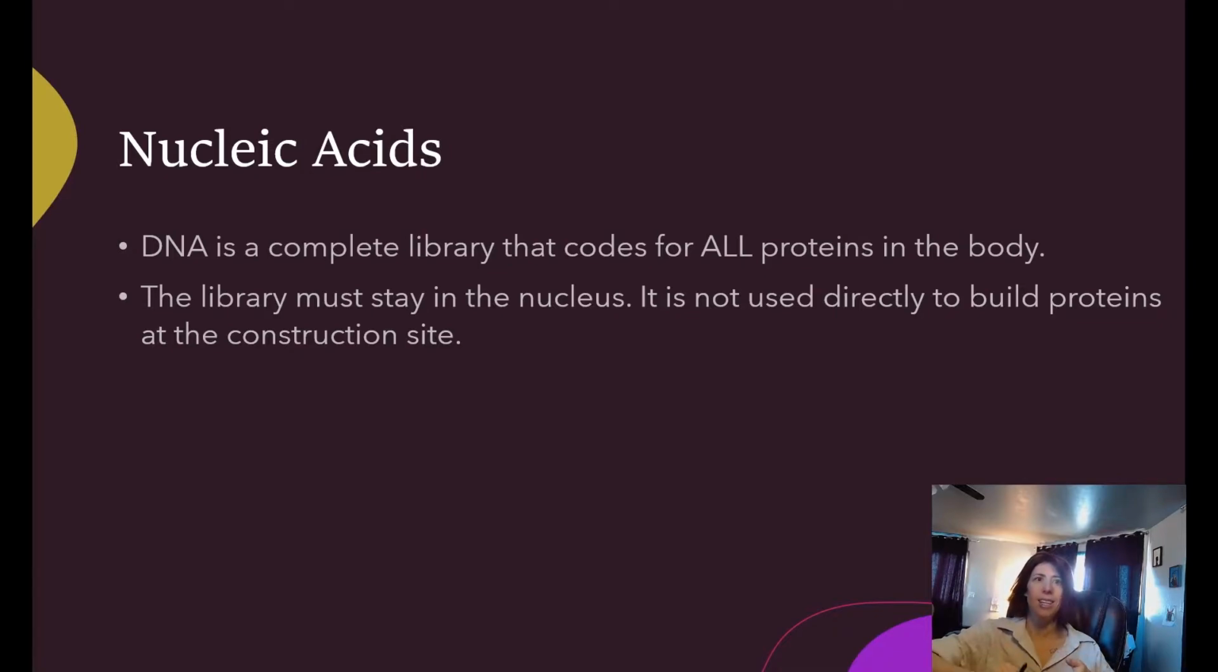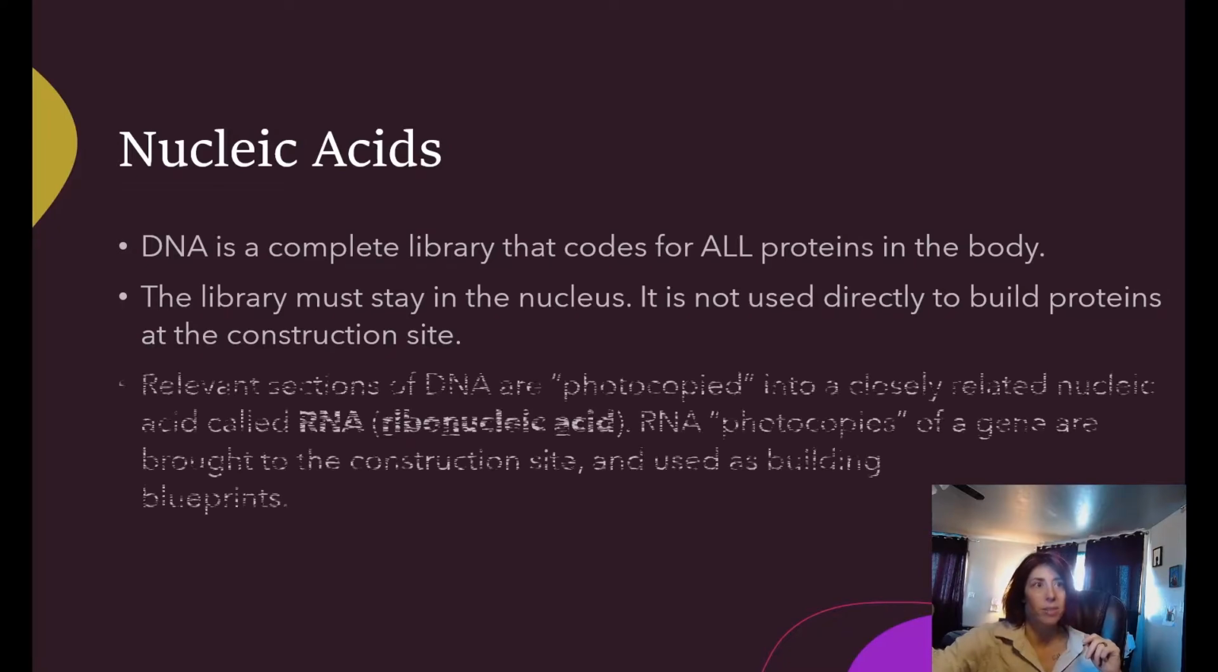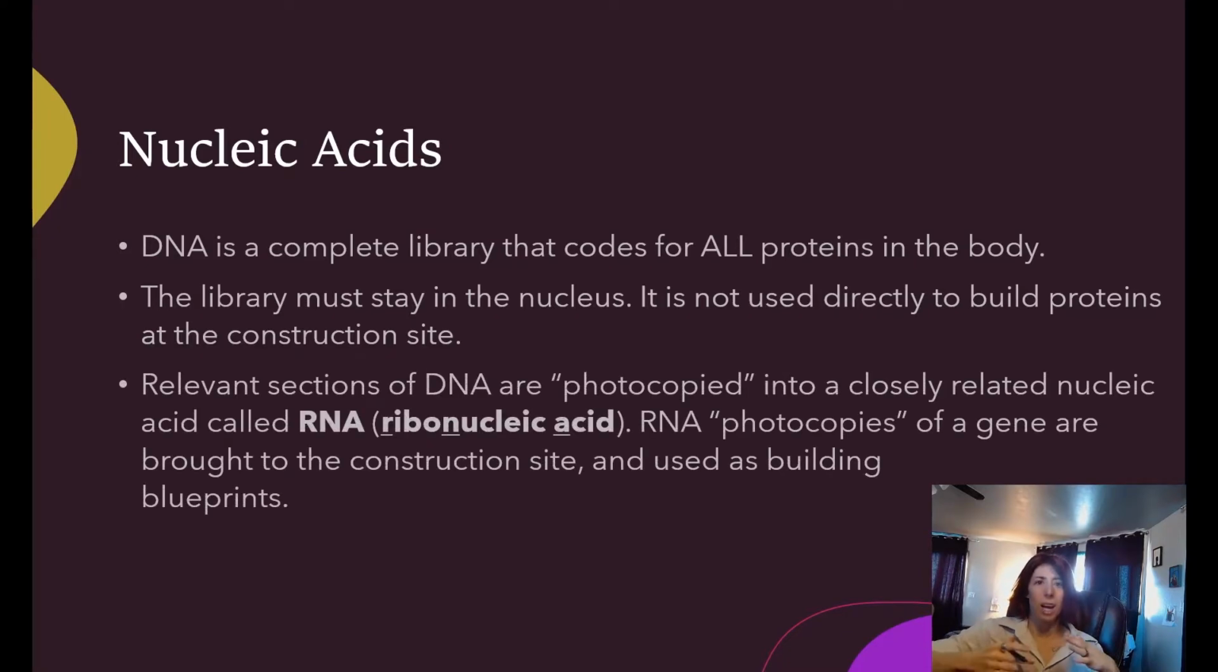So DNA is not actually used directly to build proteins at the protein construction site. There's a middleman. So what happens is relevant sections of DNA are photocopied into a closely related nucleic acid called RNA. RNA stands for ribonucleic acid. So RNA photocopies of a gene are brought to the protein construction site and used as building blueprints.